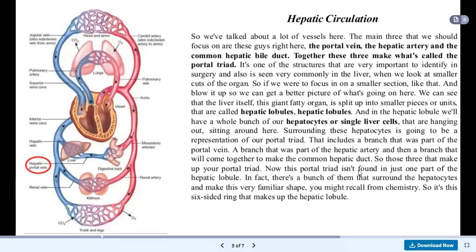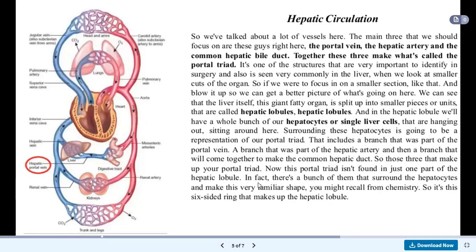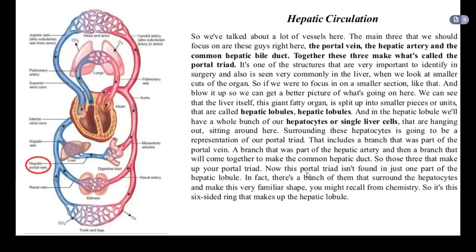Now, this portal triad isn't found in just one part of the hepatic lobule. In fact, there's a bunch of them that surround the hepatocytes and make it a very familiar shape. So it's this six-sided ring that makes up the hepatic lobule, with different hepatocytes, and at the edge of this ring you find the portal triad, which is branches of the portal vein, the hepatic artery, and the common bile ducts.